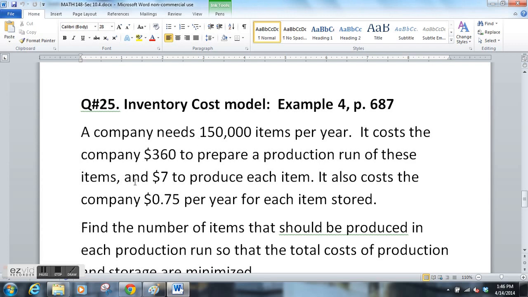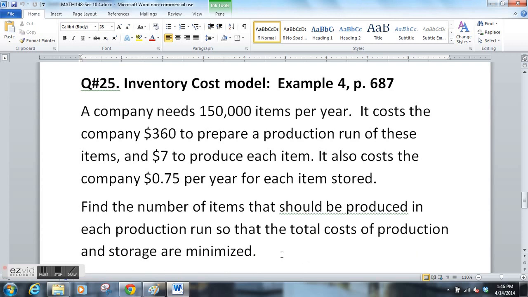Find the number of items that should be produced in each production run so that the total cost of production and storage are minimized. So assume that you are making books or necklaces or lunch boxes, and you're trying to decide, should you make them all at once, 150,000 items in one go, but then it costs you money to store them, versus making production runs and reducing your storage costs.